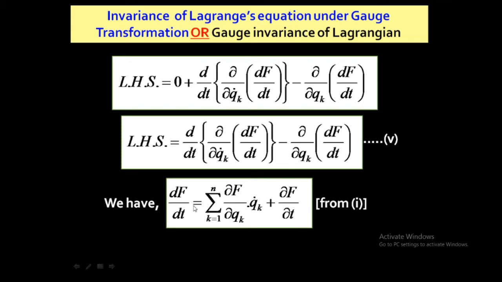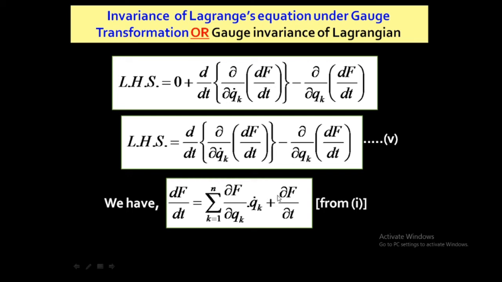In the first slide we defined f and then we took the derivative of that f. That derivative of f came as summation over k del f by del qk into qk dot plus del f by del t from equation number 1. Now I can put this value into equation number 5.